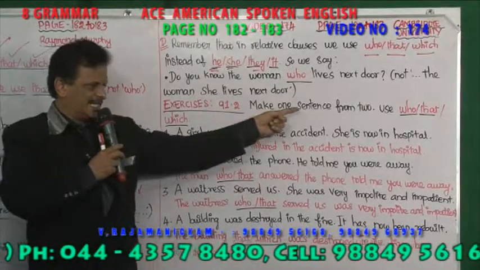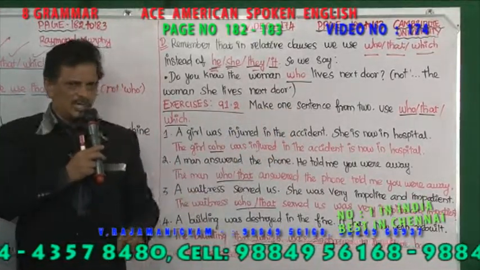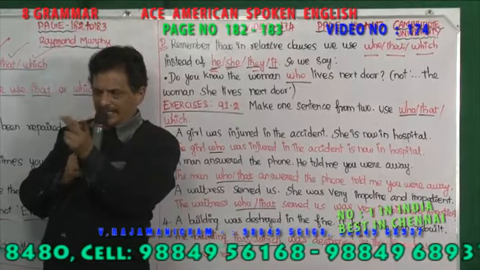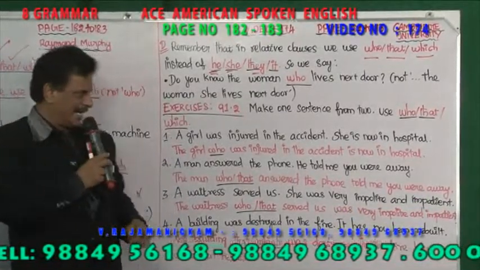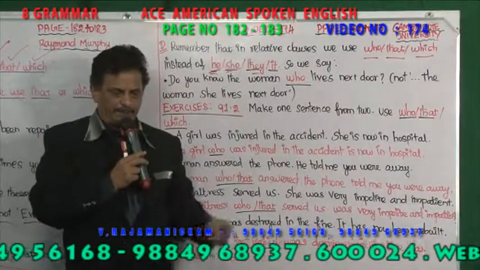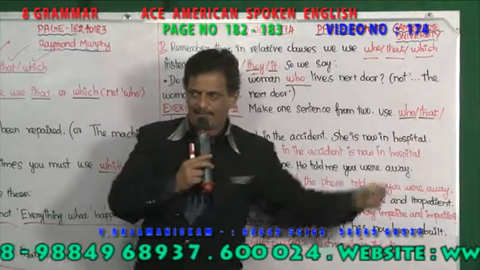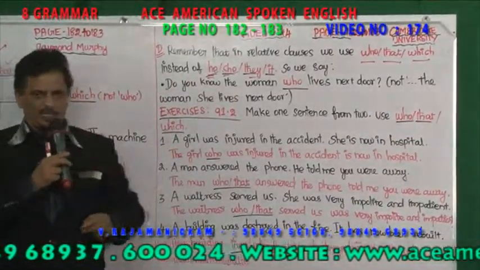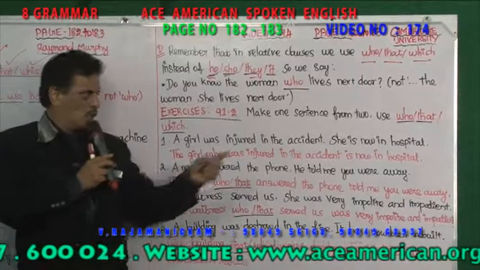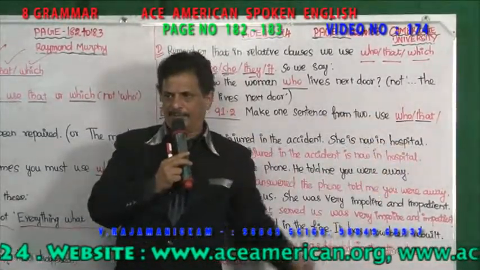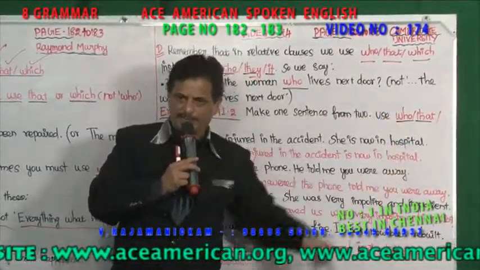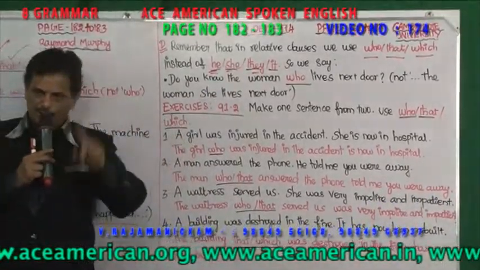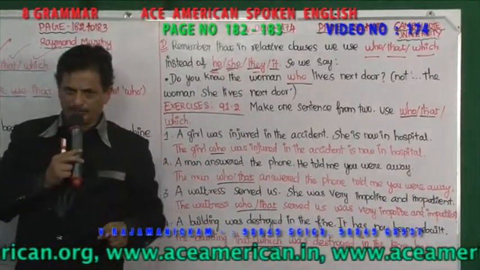So make one sentence from two. ரெண்டு வாக்கியங்கள் கொடுக்கப்பட்டிருக்கிறது. அந்த ரெண்டு வாக்கியத்தை ஒரே வாக்கியமாக சொல்லுகிறாய். அதற்கு என்னென்ன பயன்படுத்த வேண்டும்? who யாரோ அவர், that எதுவோ அது, which எதுவோ அது. who, that மனிதர்களுக்கு பயன்படுத்தலாம், that பொருட்களுக்கும் பயன்படுத்தலாம், which பொருட்களுக்கு மட்டும் பயன்படுத்த வேண்டும்.